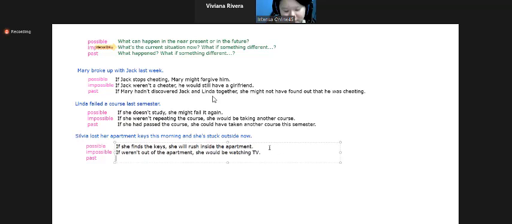Okay. Past. Now I can talk about the action of losing her keys. If she hadn't lost her keys, she could have slept well, or maybe taken a nap early. Podría haberse tomado una siesta. Right.